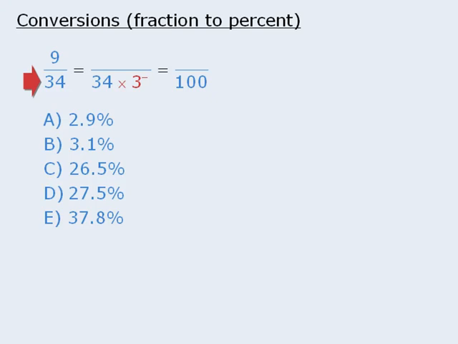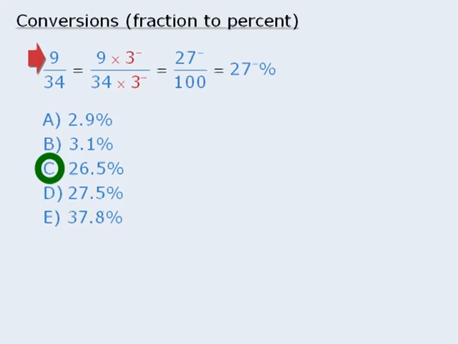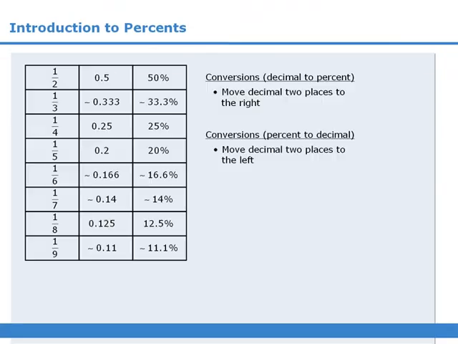Now if we multiply the denominator by a number a little bit smaller than 3, we must also multiply the numerator by a number a little bit smaller than 3. When we do this, we get a number a little bit smaller than 27, and when we convert this fraction to a percent, we get a number a little bit smaller than 27%. When we check our answer choices, we see that only one answer is a little bit smaller than 27%, so the answer here must be C. Okay, let's summarize. In this lesson, we learned about percents, and we learned how to make conversions involving fractions and decimals.